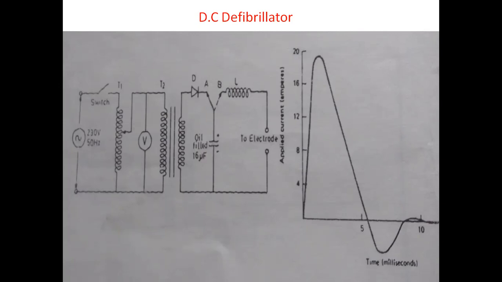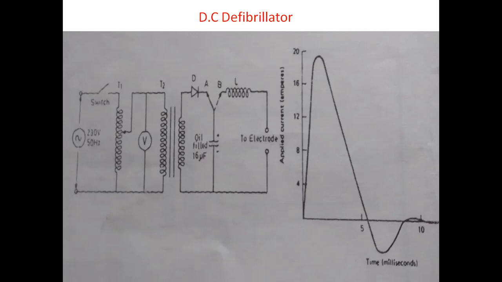For internal defibrillation, energies up to 100 joules are required, whereas for external defibrillation, around 400 joules are required. So here we are using two types of defibrillators, internal and external. For the internal defibrillator, we fix the defibrillator when heart surgery is performed. The energy generated from the circuit will be applied to the heart muscles, and 100 joules is sufficient.